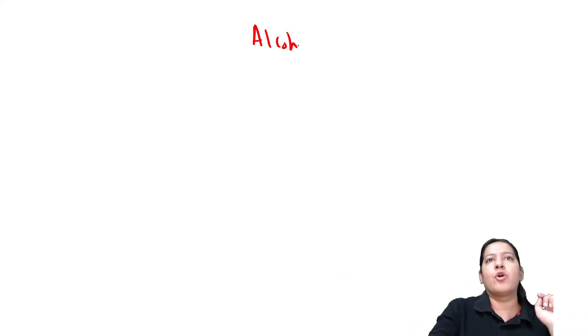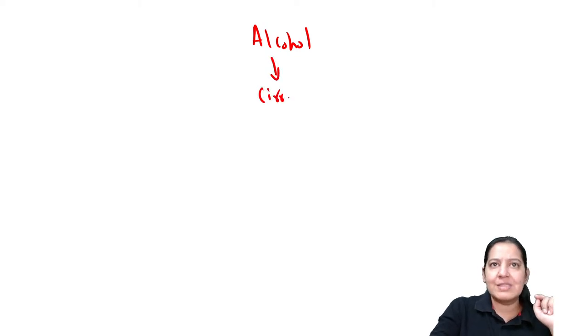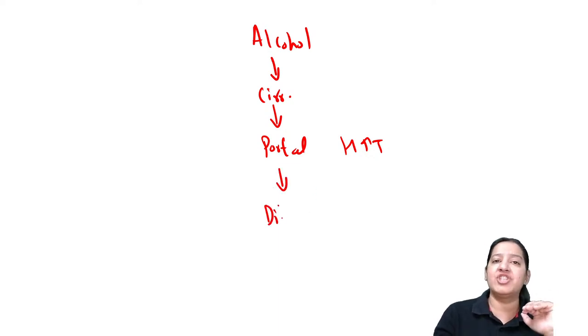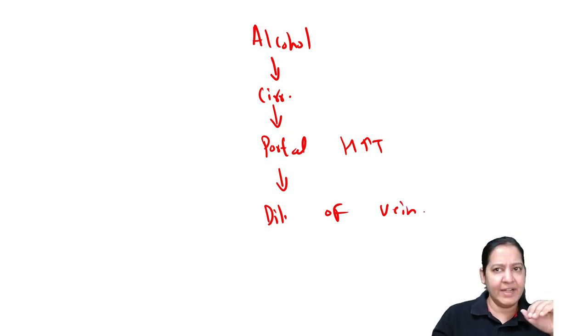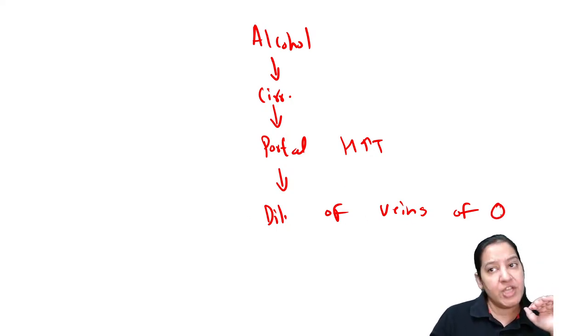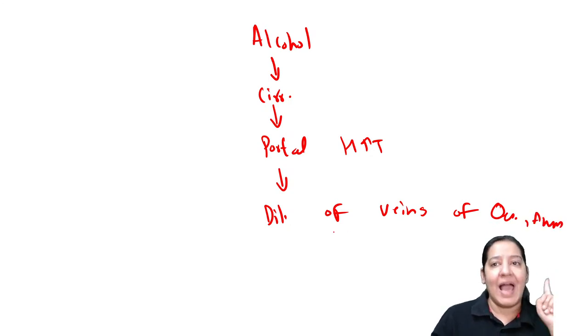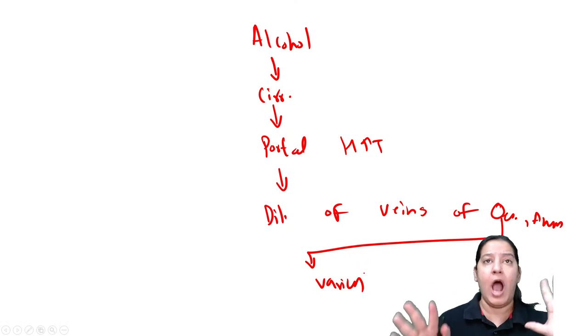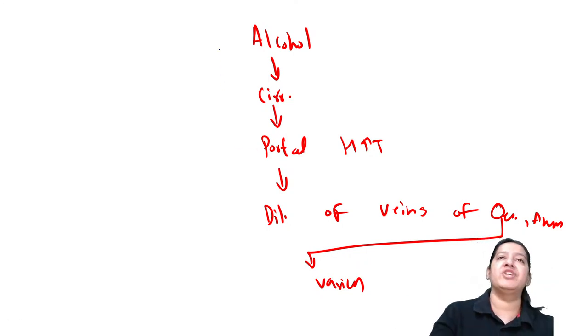Because of chronic alcohol abuse, the patient develops cirrhosis in the liver. Cirrhosis in the liver leads to portal hypertension. You know the reason now: because of the backflow of blood in the portal vein, because of the dual blood supply in the liver. Portal hypertension causes dilatation of veins of the GIT, because the portal vein is formed from the veins of the GIT. So all the veins in the GIT will get dilated, especially of the esophagus and of the anus. Dilated veins in the esophagus are known as varices, and dilated veins in the anus are known as hemorrhoids. So that is the pathophysiology of how the disease occurs in a patient who is doing alcohol abuse.